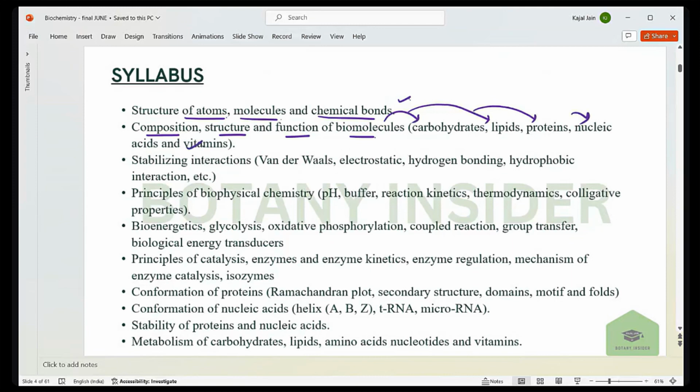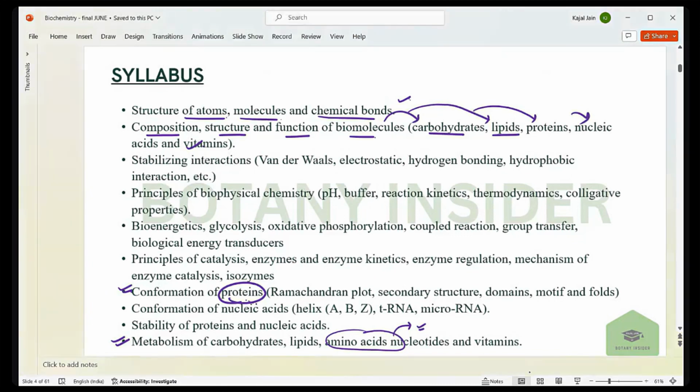Now see over here, composition of the carbohydrates and lipids will be dealt along with the metabolism. Then you have the amino acid metabolism. This is something that we deal in the amino acid topic, which is when we learn about the proteins. Like over here you have the conformation of protein. So in this conformation of protein, there's an entire sequence to the topic.